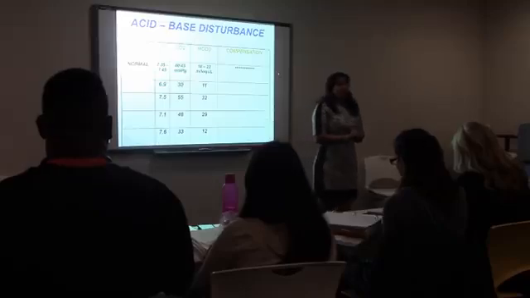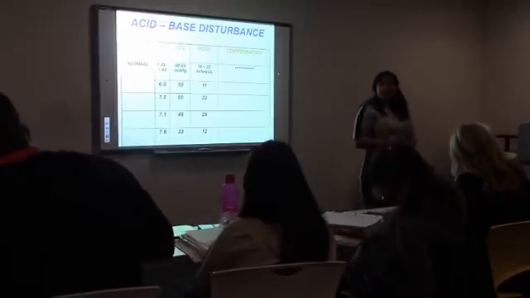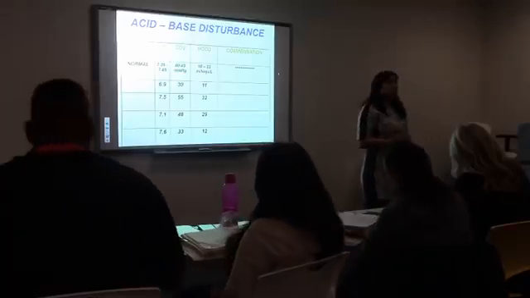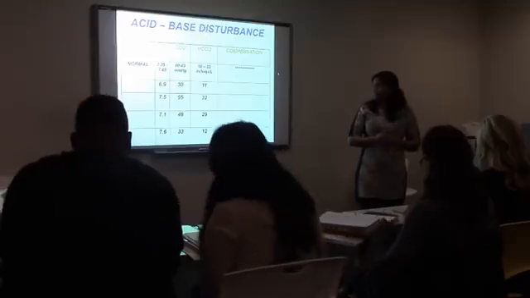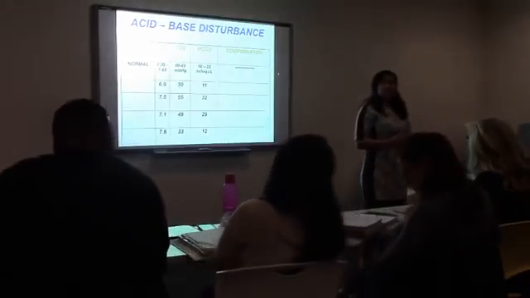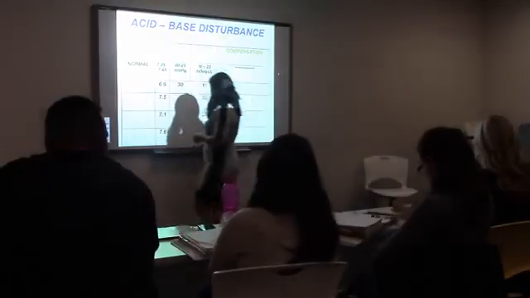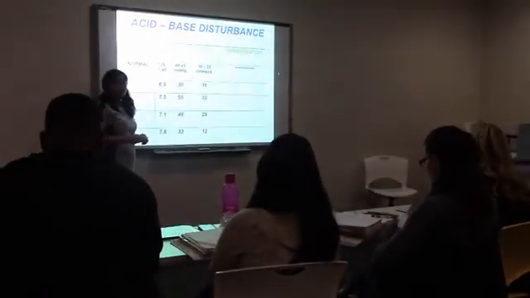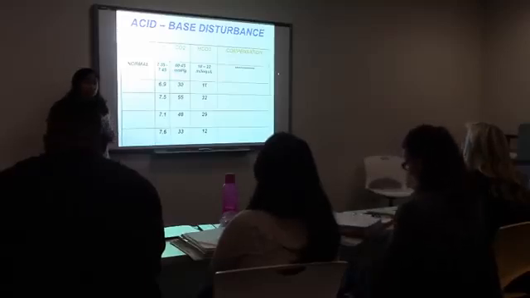So I will help you figure out the first one. We'll work together as a class. Then you're going to have about 2-3 minutes to figure out what type of acid-base disorder the rest of the values are, and what type of compensation would occur. Okay? Any questions?